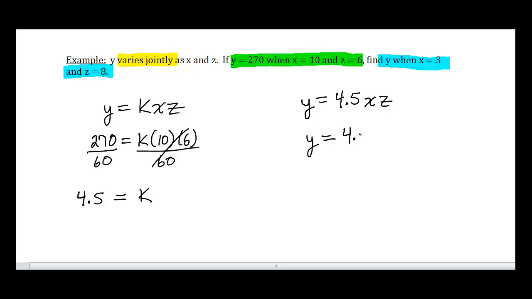X is 3. So I get 4.5 times 3. Z is 8. And if you multiply those things together, you're going to get 108. And of course, we don't have any units in this problem. This is generic. All right, and so that's pretty much variation. All right, and this concludes our lesson on applications of rational equations.